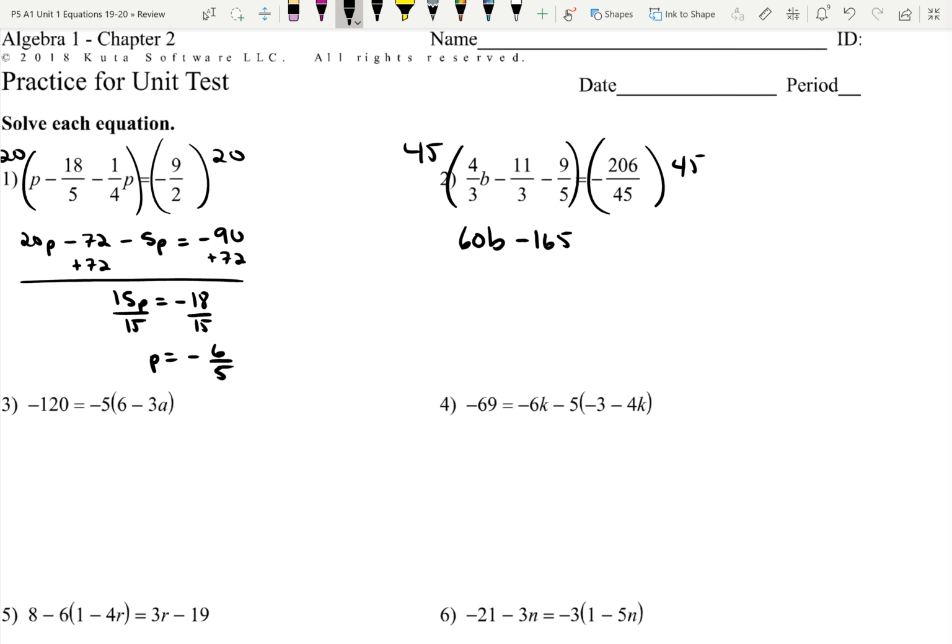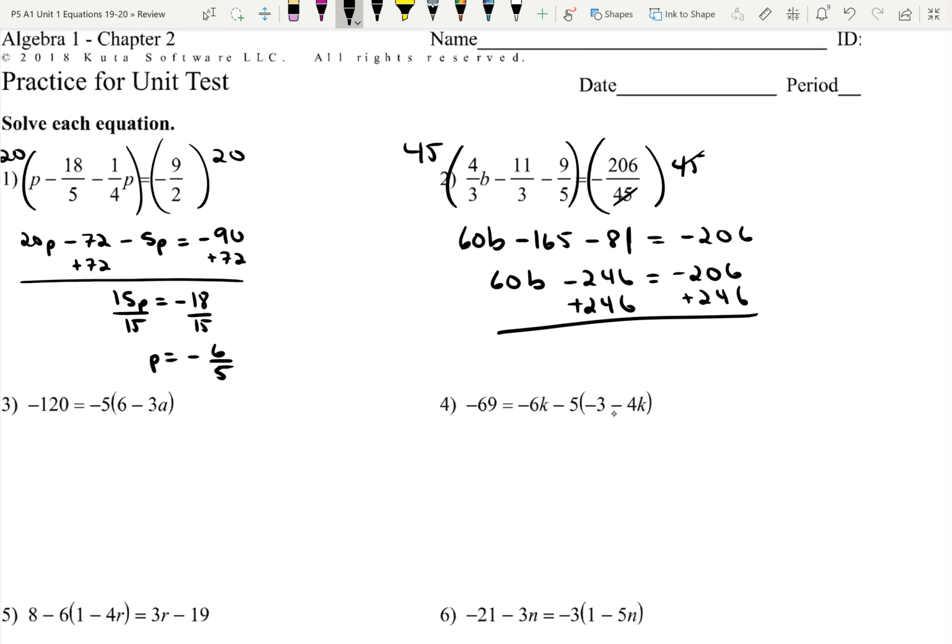45 divided by 5 is 9, and 9 times 9 is 81, so that's minus 81. On the other side, the 45's cancel, so we have negative 206. The negative 165 and negative 81 combine to give us 60b minus 246 equals negative 206. Adding the 246 to each side, we see that 60b is equal to 40.